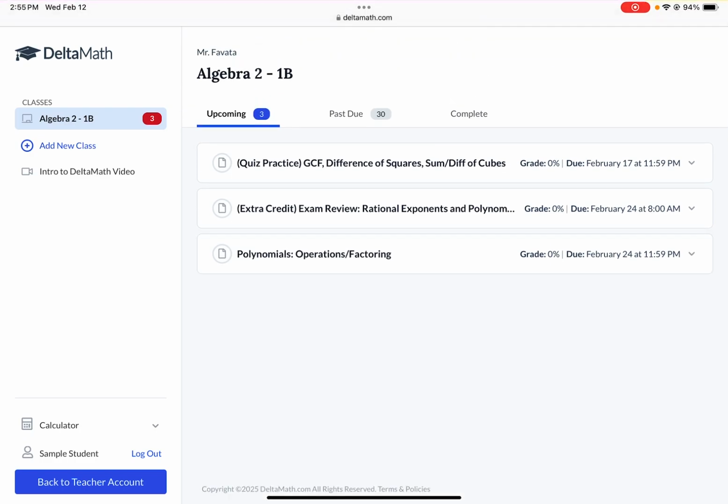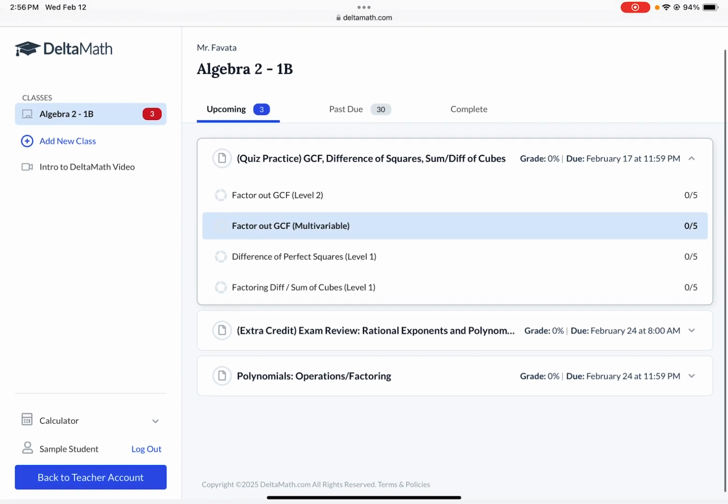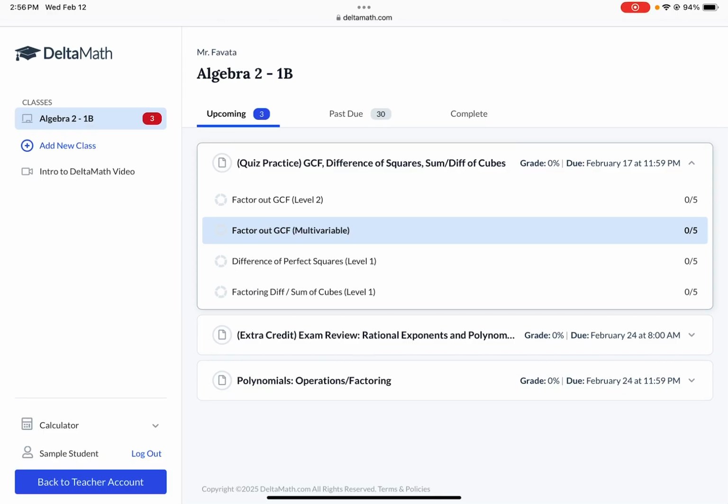Another thing is we will have a quiz next class. I did go ahead and create a practice quiz on Delta Math, covering the topics that I want on the quiz. The topics will be factoring out using the GCF, factoring using the difference of squares, and factoring using the sum and difference of cubes, which is what I will be going over in this video.